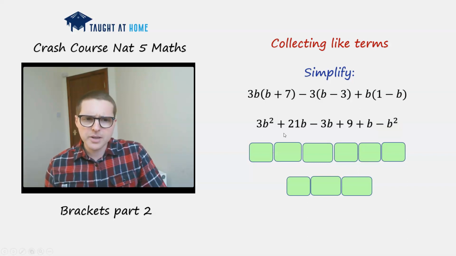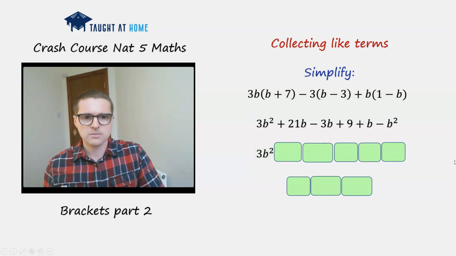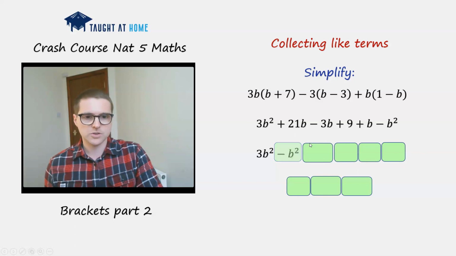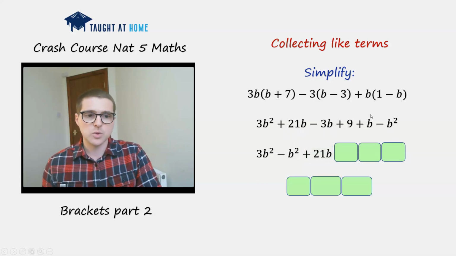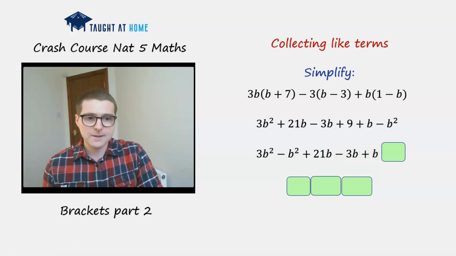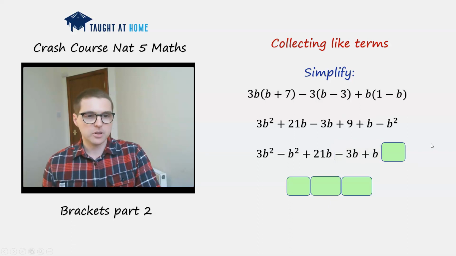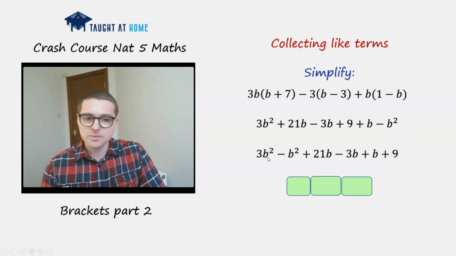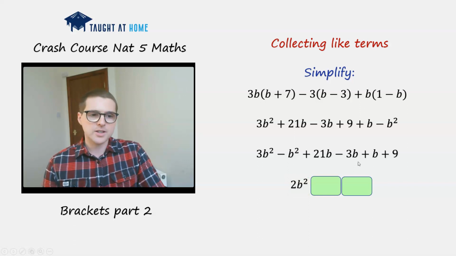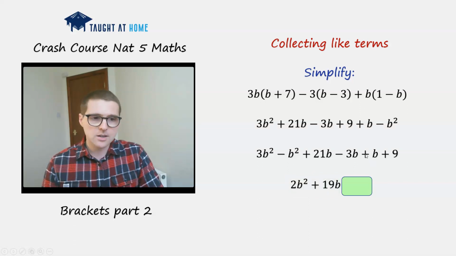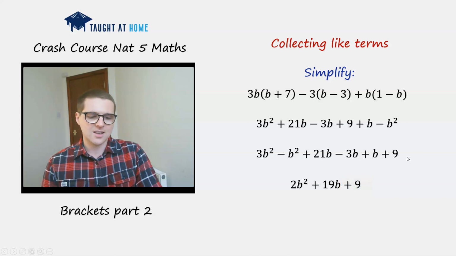Okay, so now we've got b squareds here. So we can have 3b squared minus b squared. Then we've got the b's, so we've got 21b minus 3b plus b. And then we have the plus 9 here. Now we can tidy this up and simplify. So 3b squared minus b squared is 2b squared. We've got 21b minus 3b plus b, which is 19b. And then we've got the plus 9 at the end there. And that is how we do it.